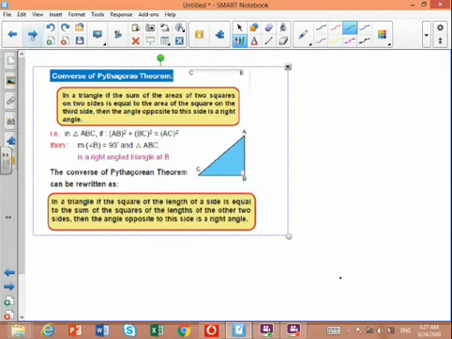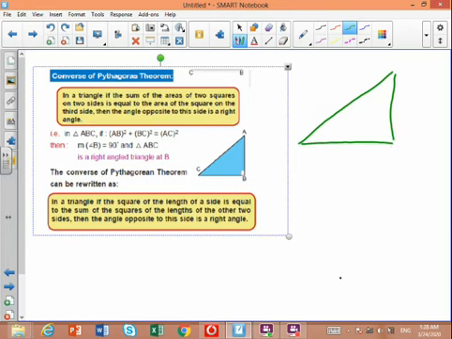What is the converse of Pythagoras theorem? The converse means the opposite. The opposite means that he will not tell you that this is a right angle triangle. He will give you only the three sides of the triangle, and he wants you to prove that there is a right angle.